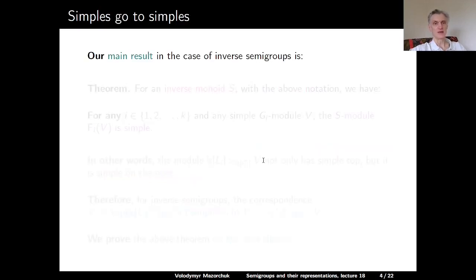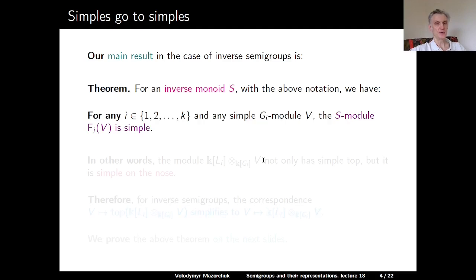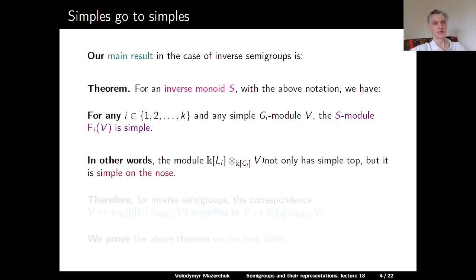So now we can formulate the main result for today's lecture, and that's the following theorem. For a finite inverse monoid S, with the above notation, we have that for any i between 1 and k, and any simple Gi module V, the S module Fi of V is simple. In other words, if we start with V and tensor it over K of Gi with K of Li, this module not only has simple top, and that's what we proved in the previous lecture, but under the assumption that we work with an inverse semigroup, this module is simple on the nose.